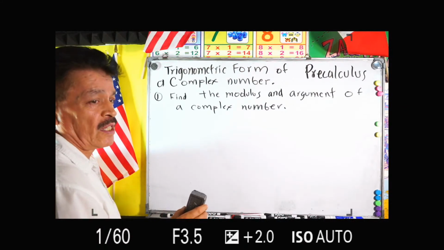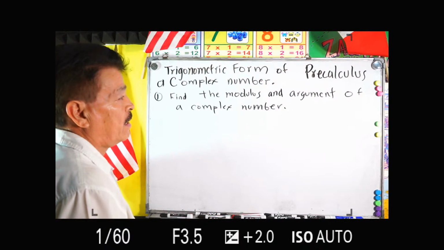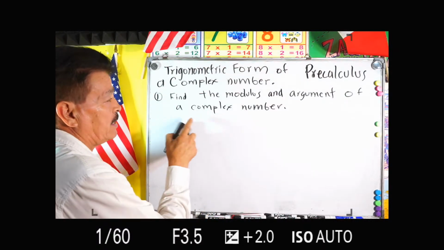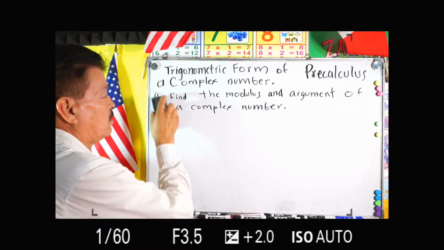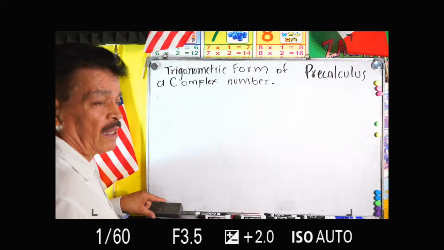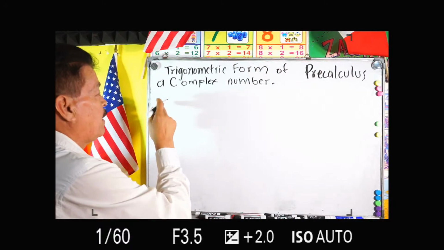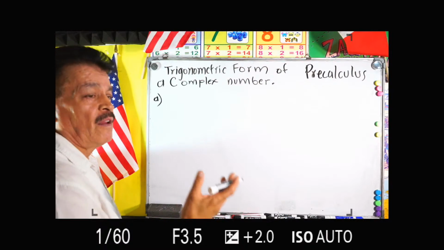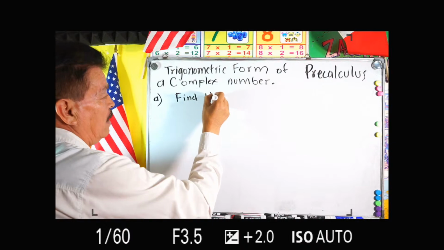I will show you some problems to show you what I mean by the trigonometric form of a complex number. So I will erase this little topic. This is the first part: find the modulus and argument of the complex number. In this section, let me write one problem. I will write one problem to show you what I mean. So our first problem will be about how to find the modulus.